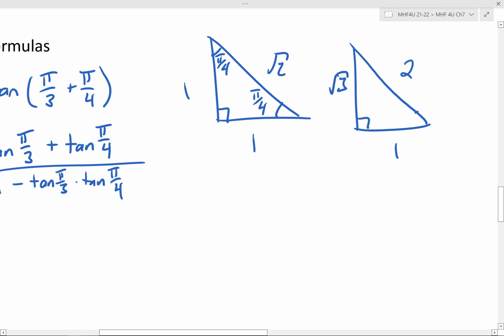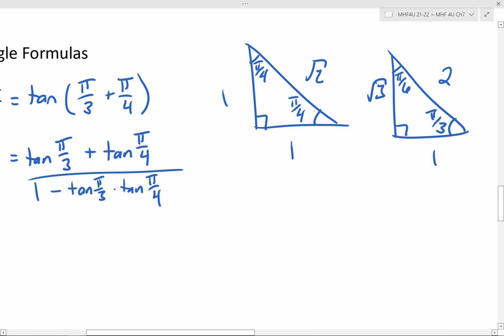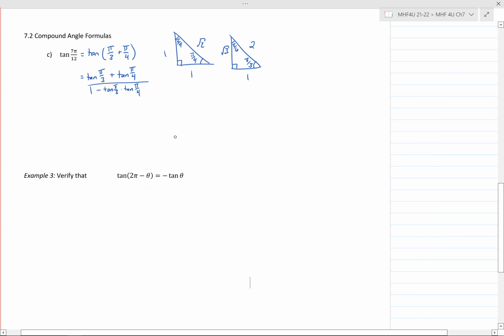We're involved with the right angle here. Pi over 3 is the big one. Pi over 6 is half of that. And we're working with the tangent of pi over 3. Okay, the tangent of pi over 3, that's the opposite over the adjacent side.